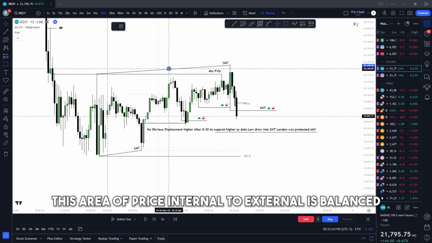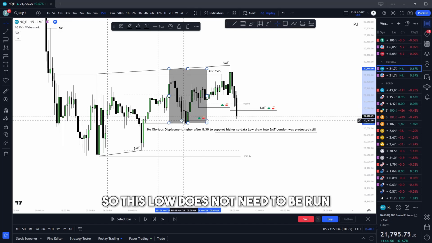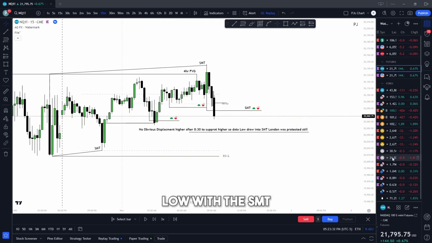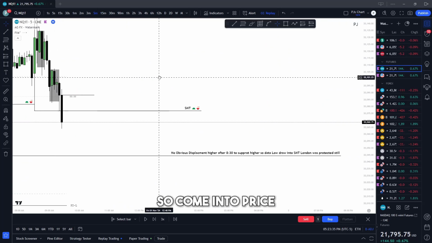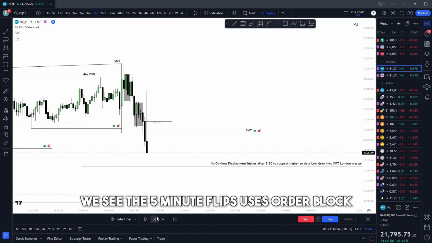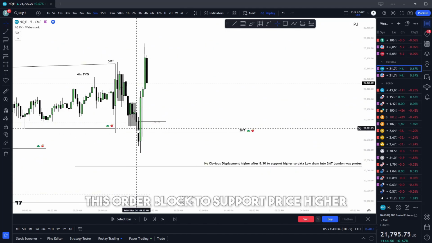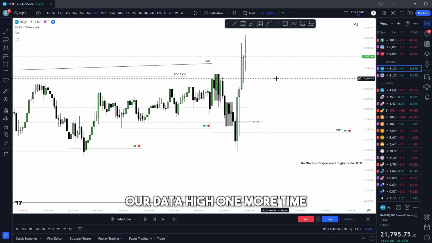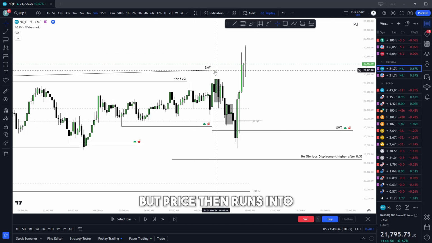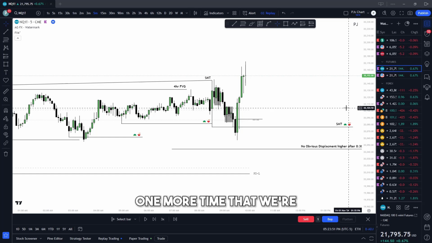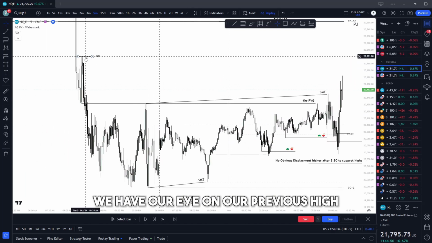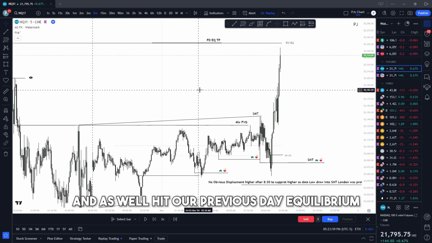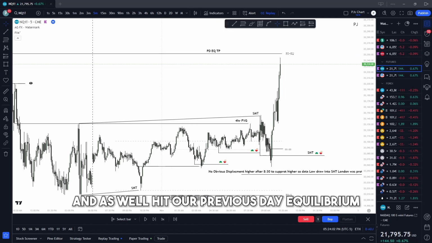Order block breaks the high here. This area of price, internal to external, is balanced. So this low does not need to be run. And that's why we take a long below this NFP low with the SMT. So we come into price, we see the 5-minute flips, uses this order block to support price higher, and then price runs to our data high. Price then runs into this 4-hour fair value gap one more time that we're no longer looking at. We have our eye on our previous high, which we then run into, and as well hit our previous day equilibrium take profit.